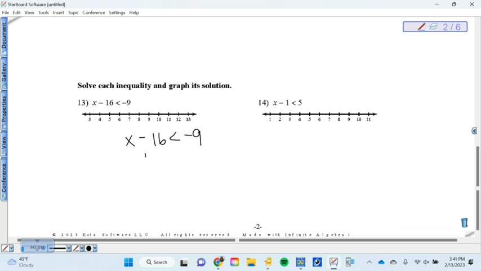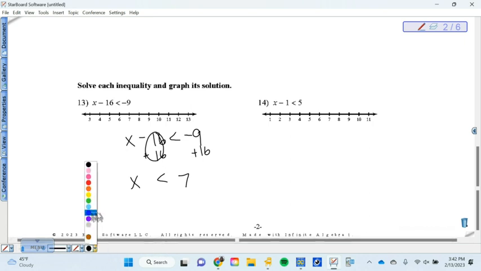Yeah, I add 16. The thing that I see people make the most mistakes on with inequalities is you've got to keep everything in the same order. Make sure you're going left to right every time. So I have my x here, and then my -16 plus 16 canceled out. So I've got x is less than -9 plus 16, 7. So x is less than 7.